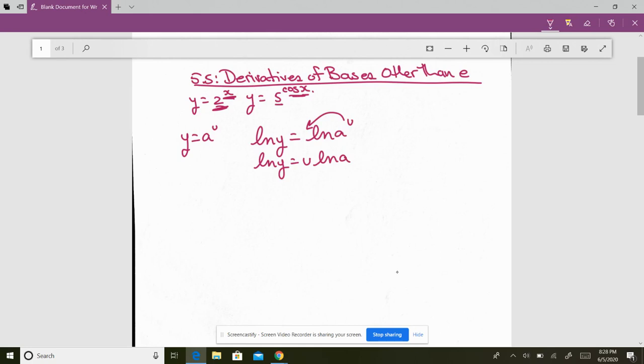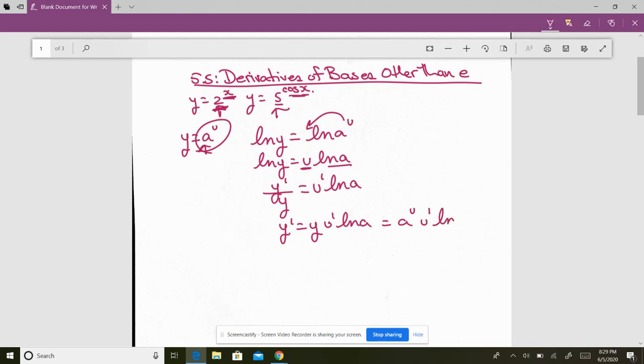Now I can derive it. So the derivative of natural log of y will be y prime over y. On this side, a is a constant. It's our base, so it's like the 2 or the 5, so you don't worry about that. So really all you have to derive is the u, which is just u prime times the natural log of a. And then we want y prime, so I multiply my y up. I get that. What was y? It was a to the u. So I get a to the power of u, times u prime, natural log of a.